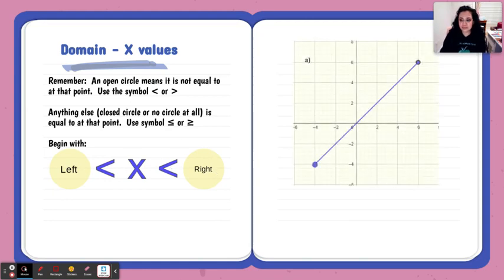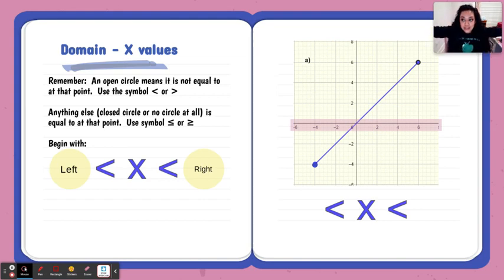So let's look at an example. So here's a linear example. Again, we've done linear already. I'm going to start off with the less than x, less than. Oh, sorry, before we get there, I'm only looking at my x value, so I highlighted my x-axis. Again, your x-axis is the one that goes left to right.